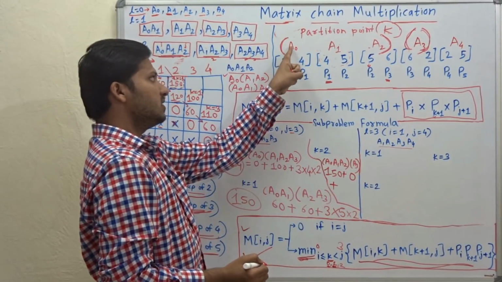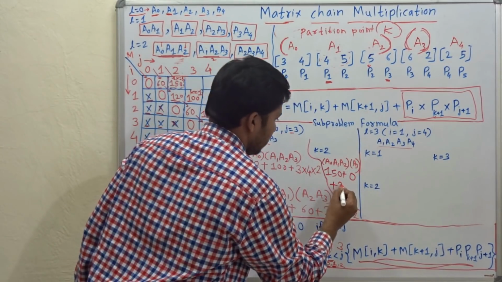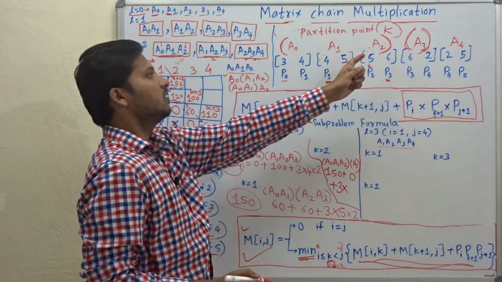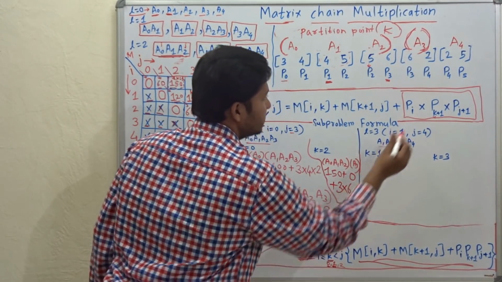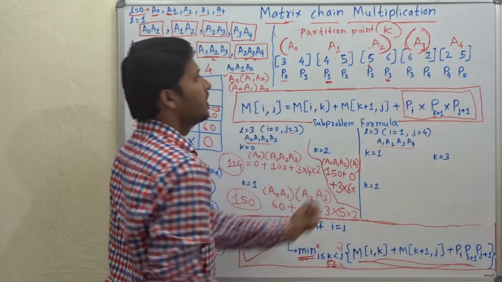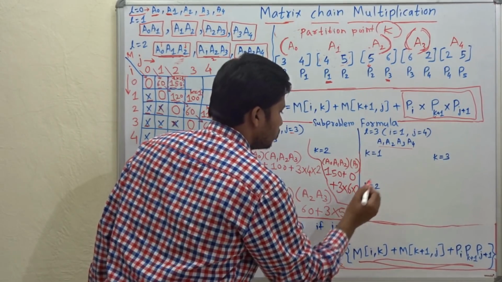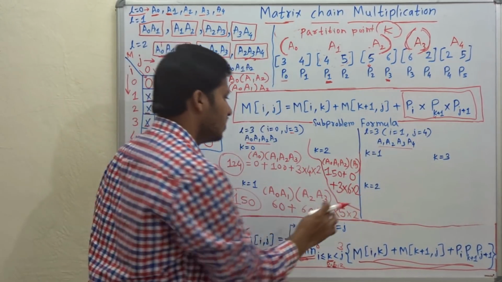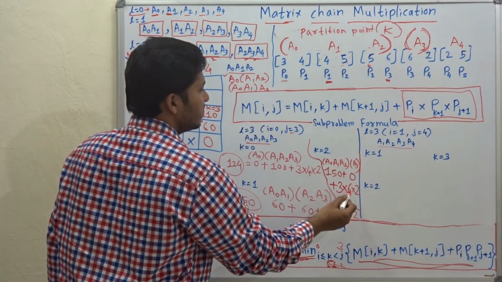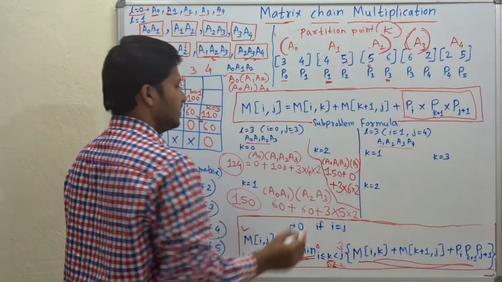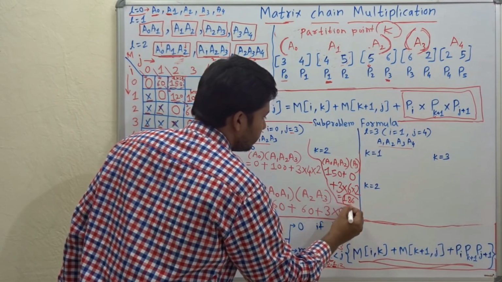So, the first dimension in the first partition is 3, which is Pi, into the first dimension in the last partition is 6, which is Pk plus 1, into the last dimension in the second partition is 2. So, that is 2, which is Pj plus 1. So, 3 into 6 into 2. Okay. So, 3 into 6 is 18 into 2 is 36 plus 150. So, the total cost is 186.